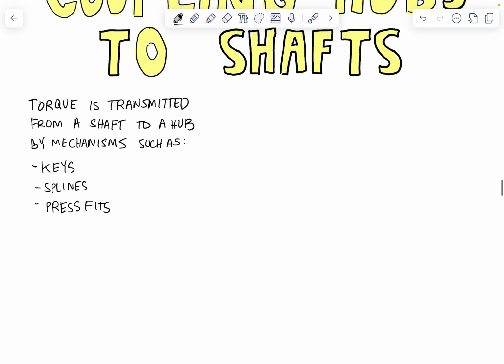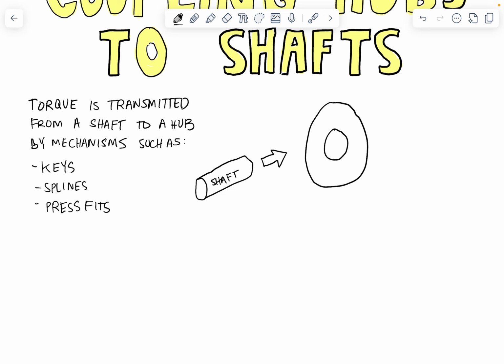Okay, and let's have a little drawing here of our shaft. And this shaft needs to fit inside of the hub of some component. Could be a gear, could be a pulley, could be a flywheel. Okay, so here's our hub of whatever component. So let's go ahead and define hub.